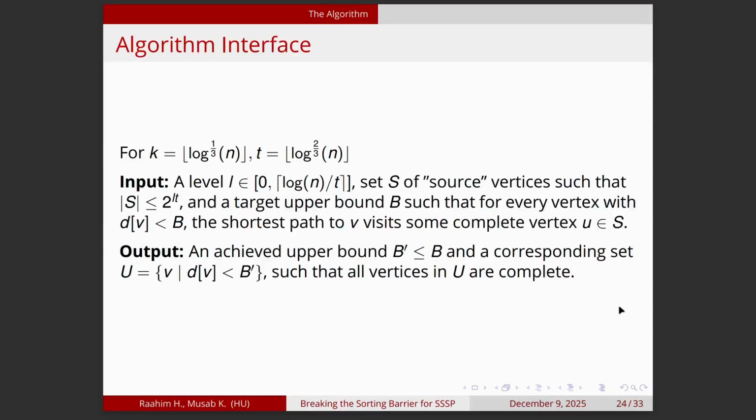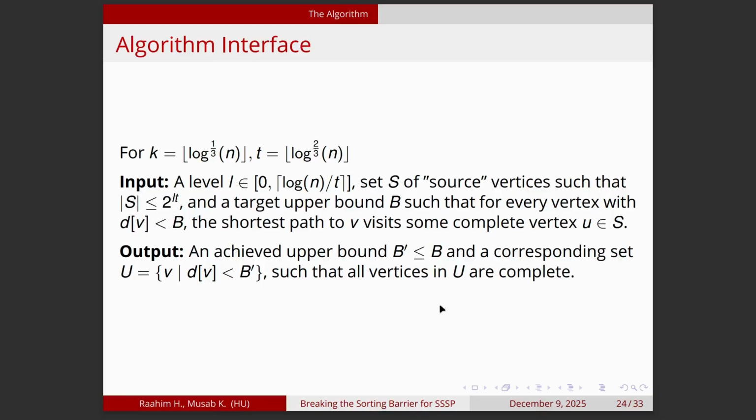Now, the way the algorithm works is that for k, which we already found as log to the 1/3 n, and t is log to the 2/3 n, the input for the algorithm is a level L from 0 to log n by t, where the highest level, the level which it will be called from, is ceil of log n by t. And given a set of sources such that the set size is less than or equal to 2 to the LT, and a target upper bound B which you want to achieve, such that for every vertex with distance less than B, the shortest path to that vertex visits some complete vertex U in S. That means for the sources we have, we can actually find shortest paths through these sources, given that the path length is less than B.